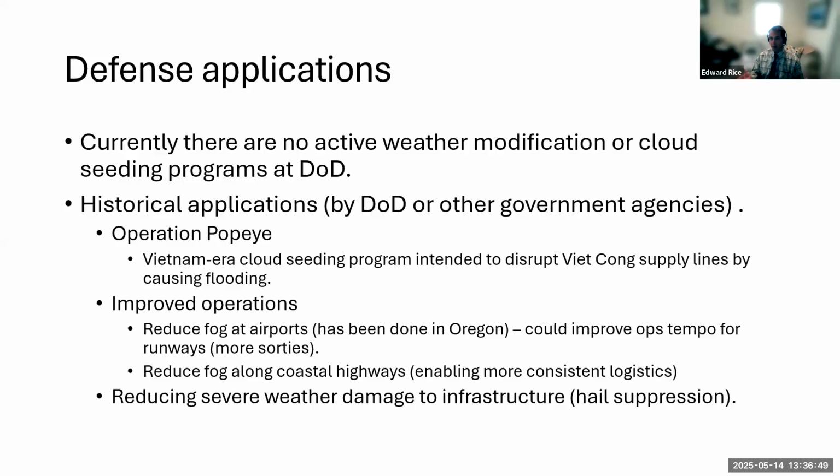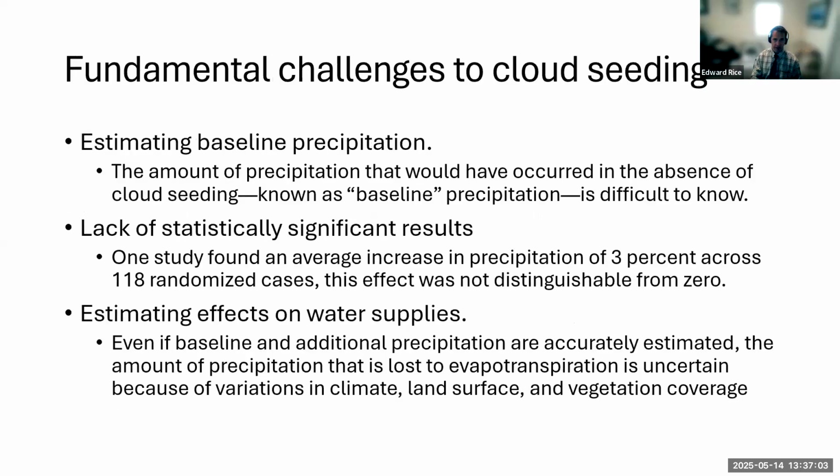And then, as I mentioned, the other application is just reducing the damage to infrastructure. DoD has lots of expensive systems that need to be outdoors. I'm thinking radar, antennas. If you can reduce the damage to those systems from hail, then that could also be a worthwhile application. But as I said, there are fundamental challenges to cloud seeding.